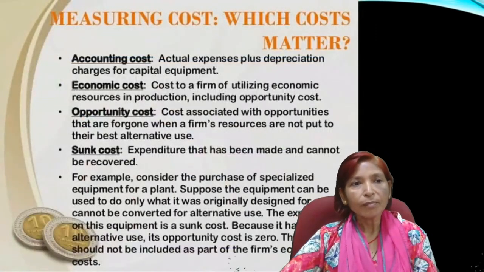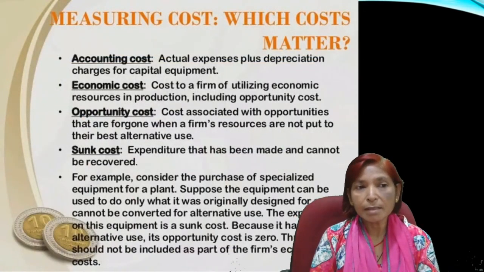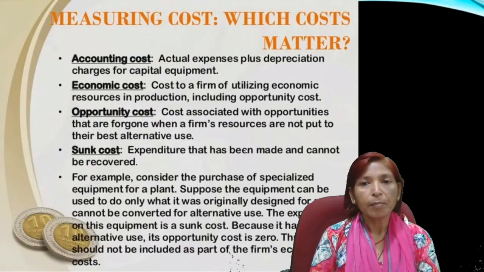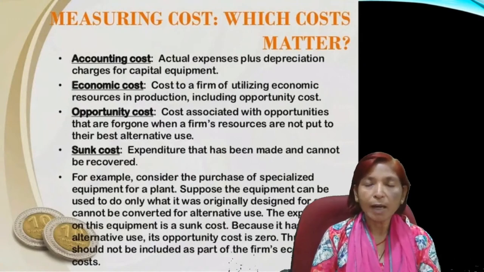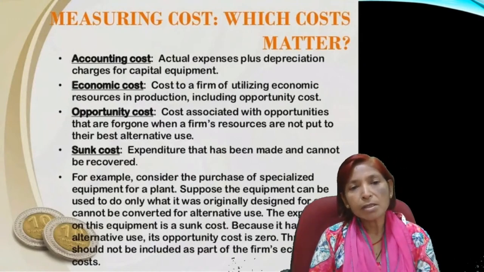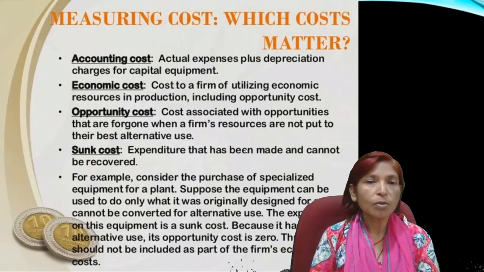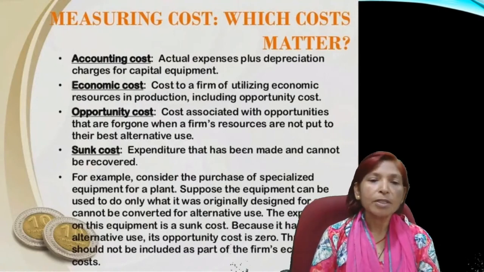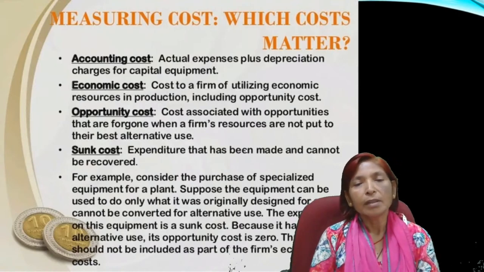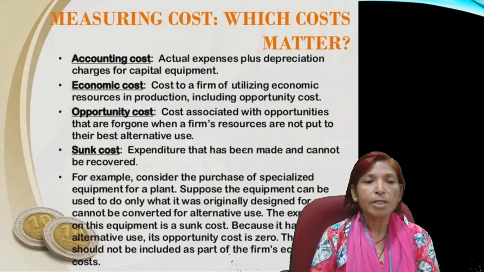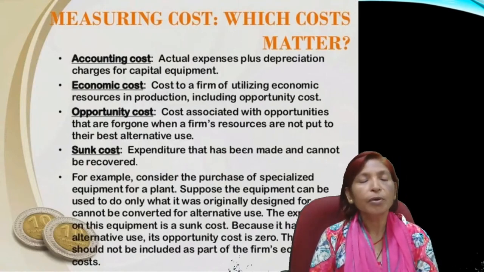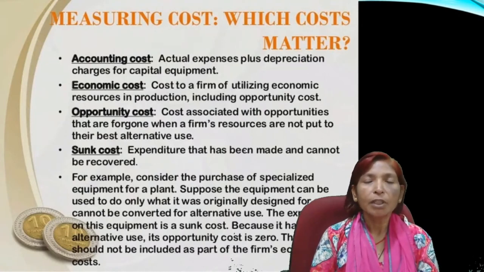Next is measuring cost. Which cost matters? You know that accounting cost means actual expenses plus depreciation charges for capital equipment. Economic cost refers to the cost to a firm of utilizing economic resources in production, including opportunity cost. Opportunity cost is the next best alternative, the cost associated with opportunities that are foregone when a firm's resources are not put to their best alternative use.